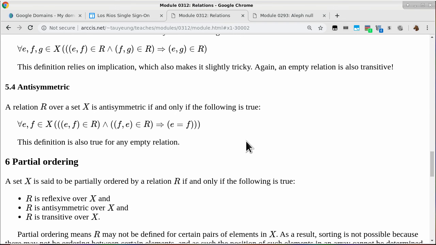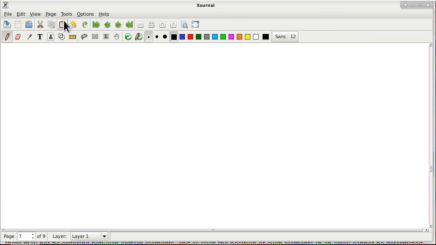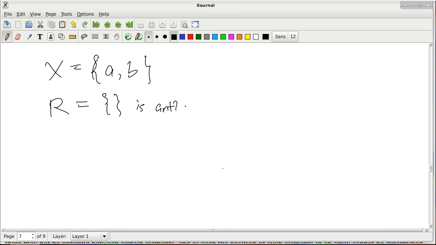All right? So let's check out a few examples and see if they are anti-symmetric. Make a new page. So we'll say X is once again AB. And once again, we look at the empty set first. Is that anti-symmetric? It is anti-symmetric for the same reason that an empty relation is also transitive. So this is in fact anti-symmetric.